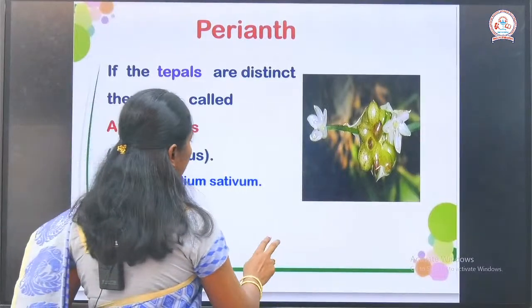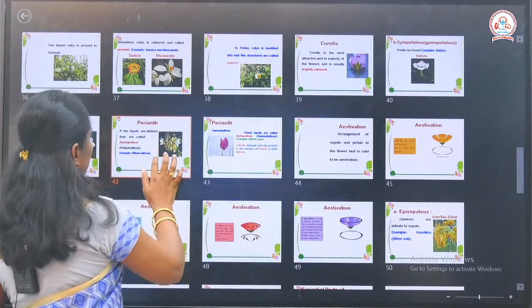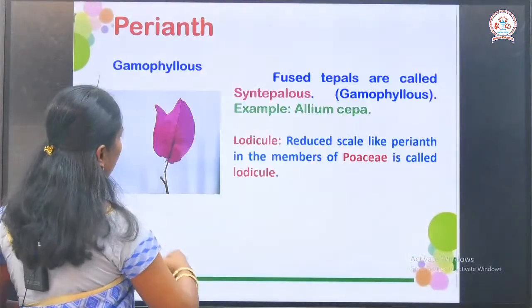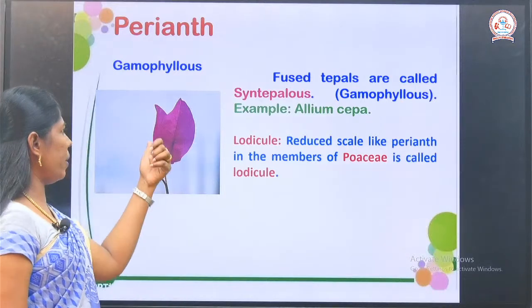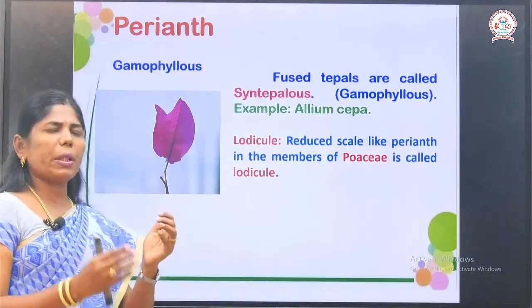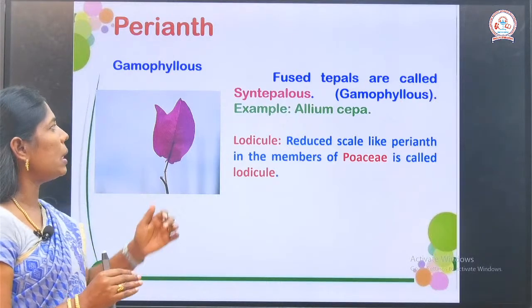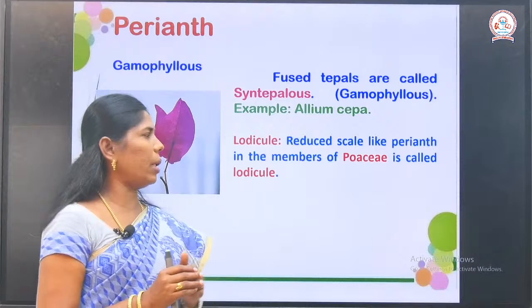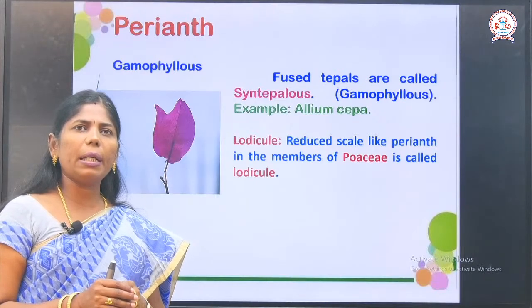So that is called gamophyllous. So the perianth, the gamophyllous, okay, the picture is given. This is gamophyllous because the tepals are united. Fused tepals are called syntepalous or gamophyllous. Example: Allium cepa. And lodicules we already studied in the spikelet.